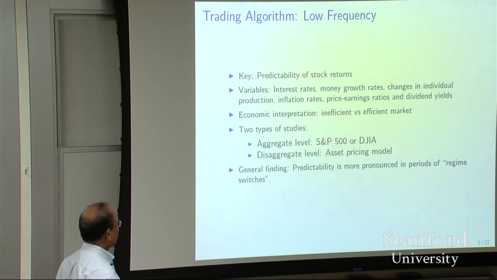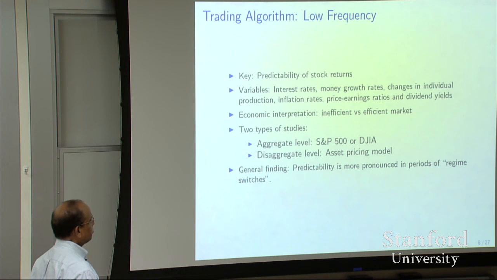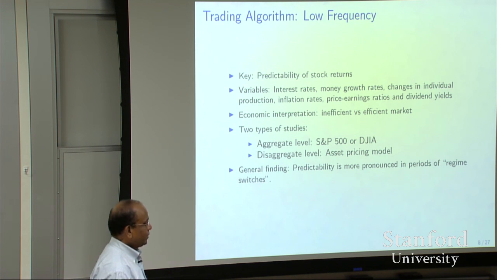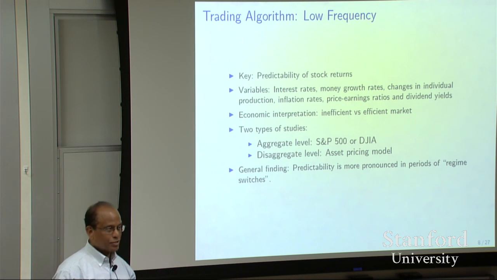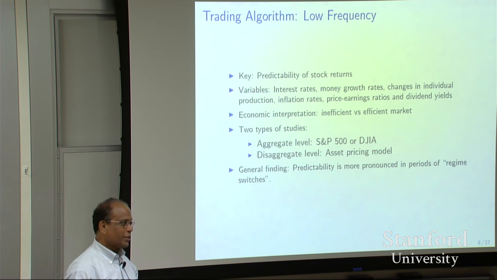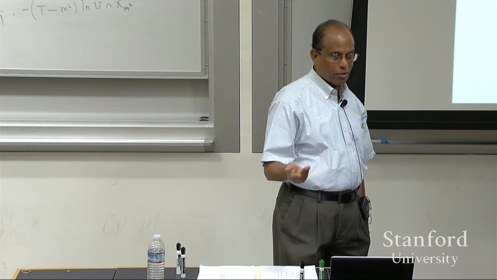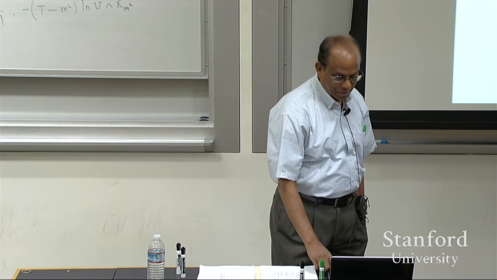The general finding is that predictability is more pronounced in periods of regime switches, which means that either the prices suddenly start going down or going up. In those cases, you can predict better. But if the prices are stable, just bouncing around, there's no prediction problem there.